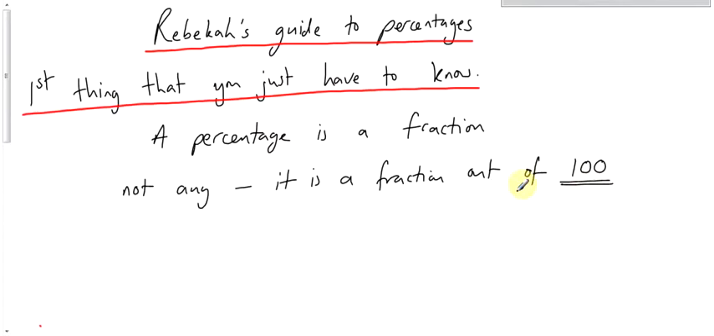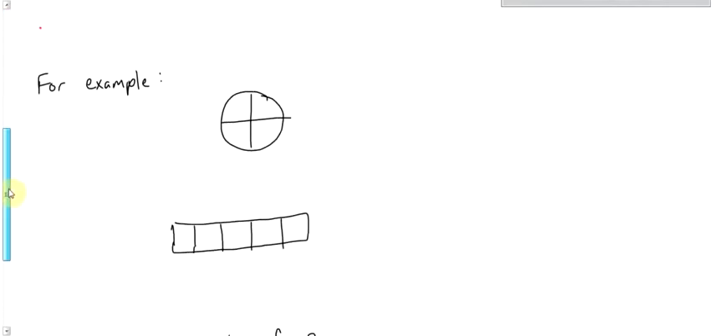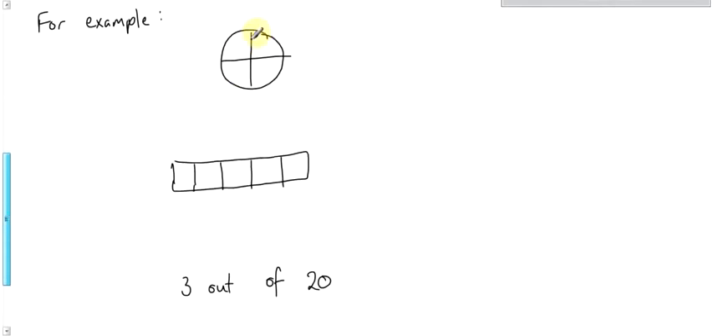It's a bit like knowing that there's 360 degrees in a circle. If you don't know that every single percentage is a fraction out of 100, then they're going to be confusing to you. So let's have a think about that. So I've got some examples down here. So let's take this shape first of all.